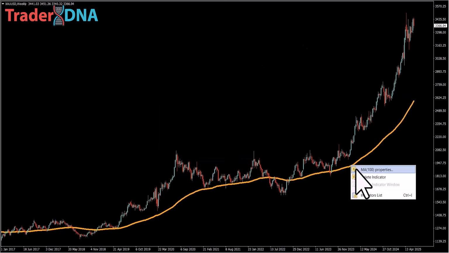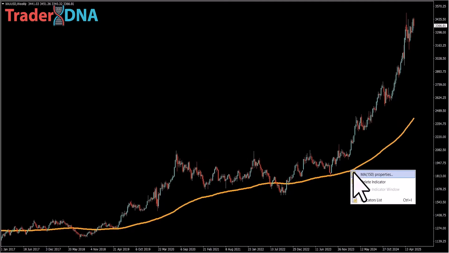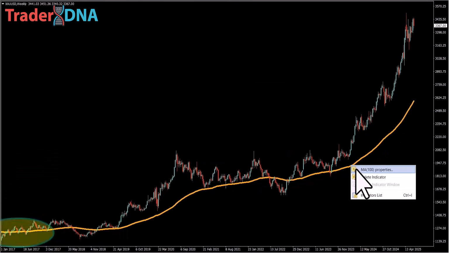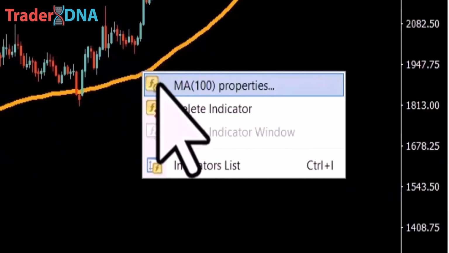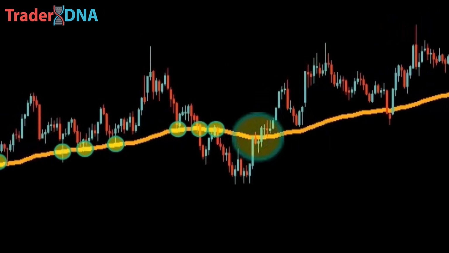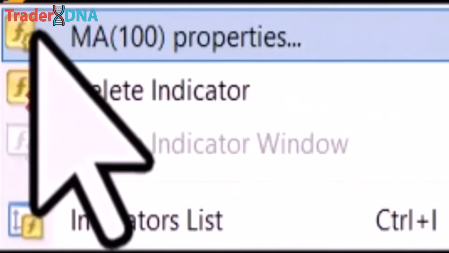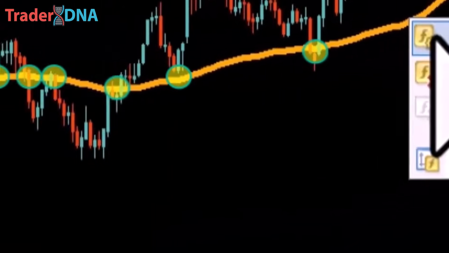Is it rejecting clean? Is it respecting the line? If yes, you've struck gold. In our test, the 100 EMA was king. Price bounced off it like crazy. So guess what? That's the EMA we lock in for this chart in this time frame.